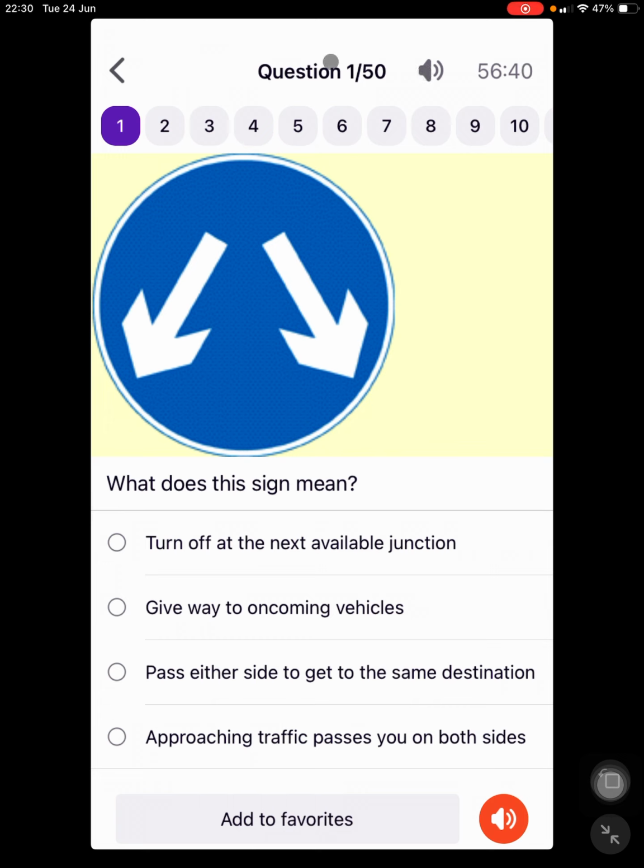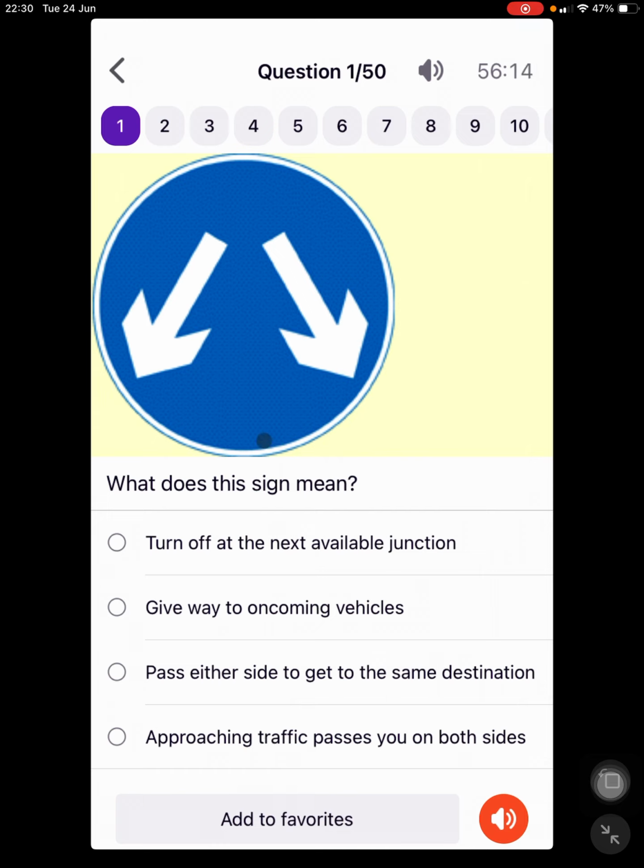What does this sign mean? So whenever you see this sign, it means you can pass on either side to get to the same destination. No, that's a wrong answer. A lot of people make mistakes in this. Approaching traffic passes you on both sides.